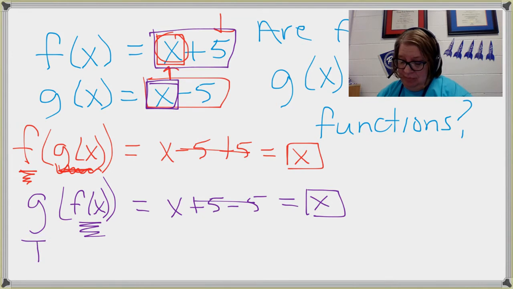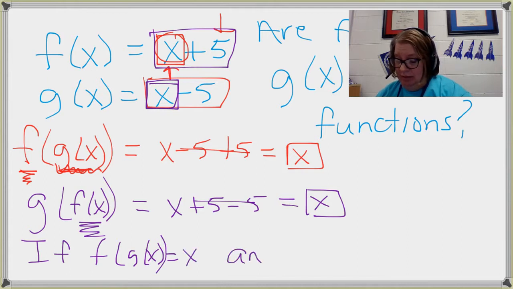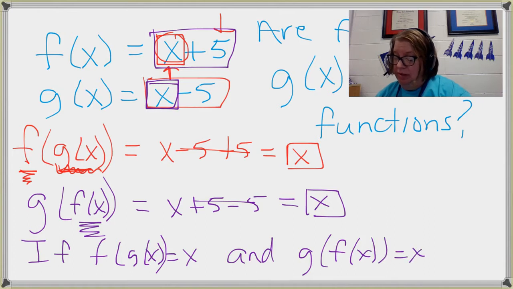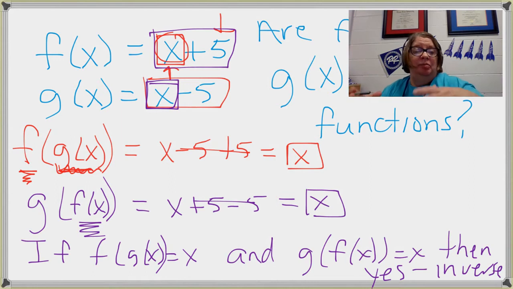If f of g of x equals x and g of f of x equals x, then yes, these are inverse functions. So if you take f and plug it into g, and g and plug it into f, and watch to see if everything cancels out except the x, and that happens both ways, then yes, they're inverse functions.